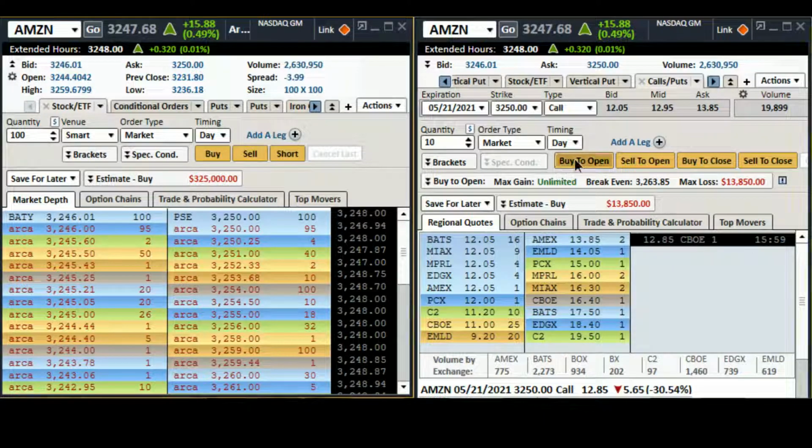So after hitting buy to open, I literally click sell to close and hope that the prices change and I get some good price improvement in between. That is the entire trade. Yes, I use the word hope. I hope I get good price improvement. And if I don't, I'll let you know. And if I do, I'll let you know.